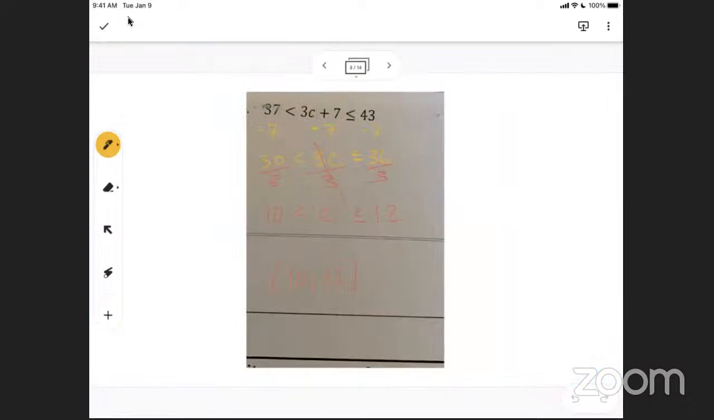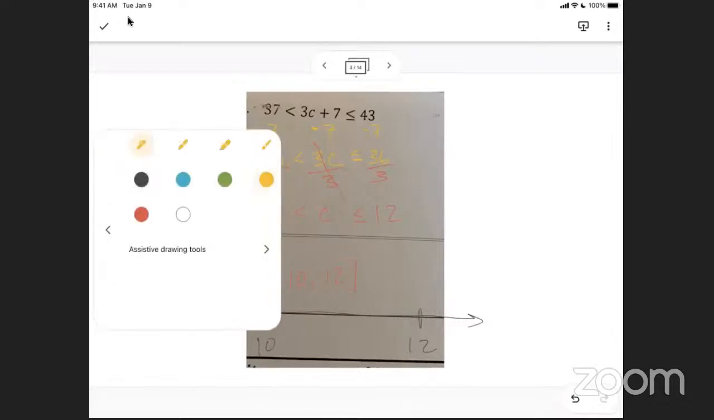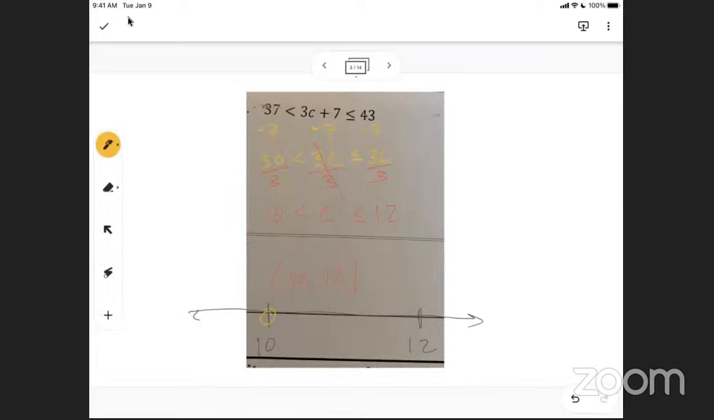For this one, it's going to be from 10 to 12, not filled in here and filled in here, and between like that.